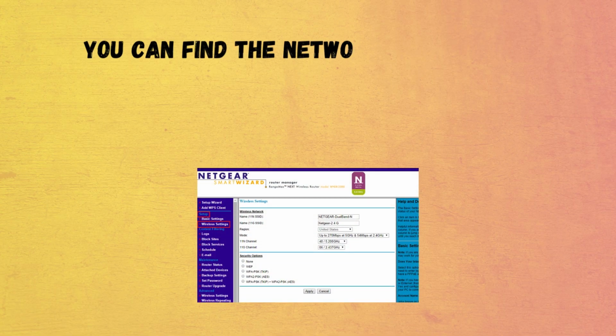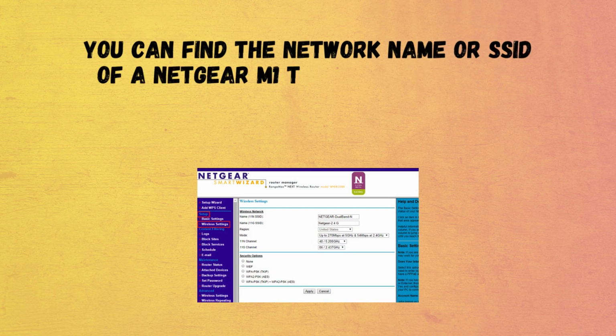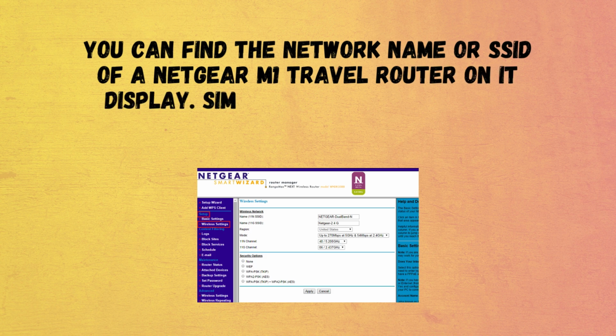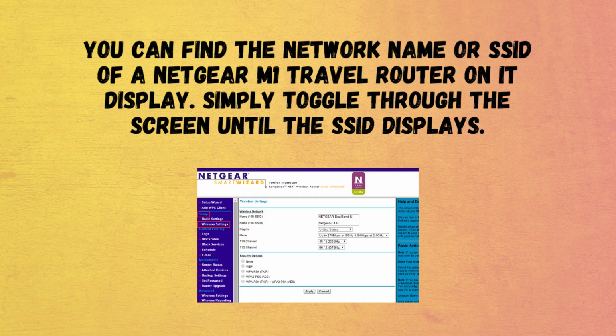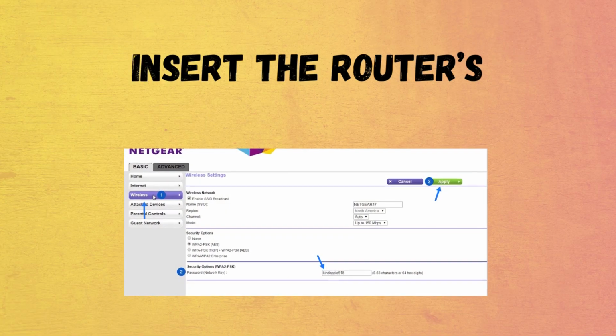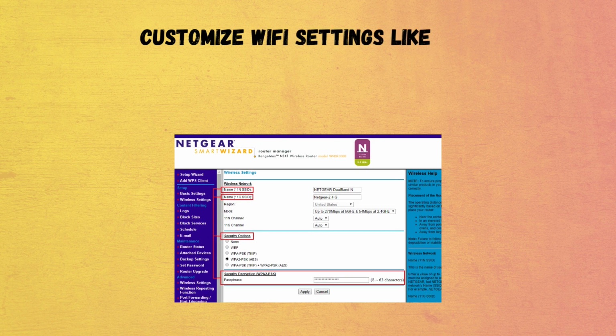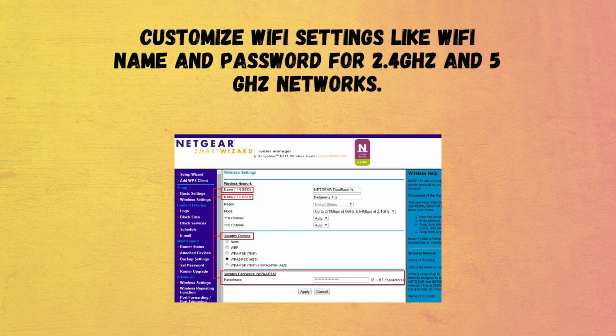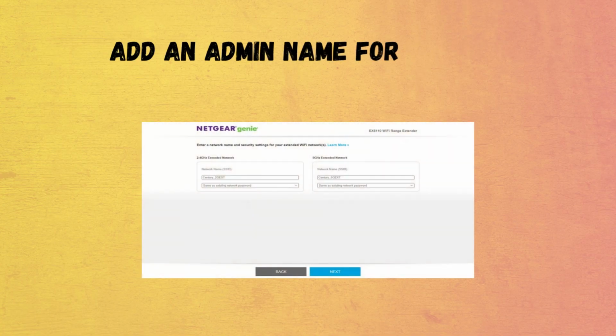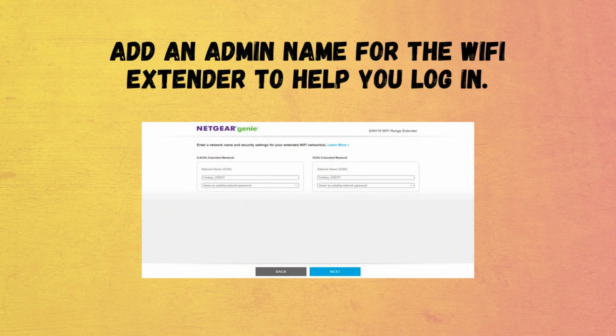You can find the network name or SSID of a Netgear M1 travel router on its display. Simply toggle through the screen until the SSID displays. Insert the router's Wi-Fi password. Customize Wi-Fi settings like Wi-Fi name and password for 2.4 GHz and 5 GHz networks. Add an admin name for the Wi-Fi extender to help you log in.